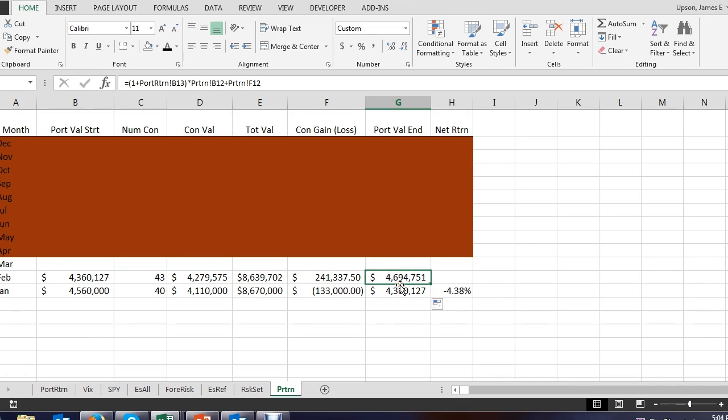All right, so in this case, I got an extra $241,000 out of my contracts. I'm going to go ahead and drag my port return up. And you'll notice that I'm actually at 4.6, almost $4.7 million. So I've taken my loss and completely obliterated it, and actually went to a positive position in the portfolio.